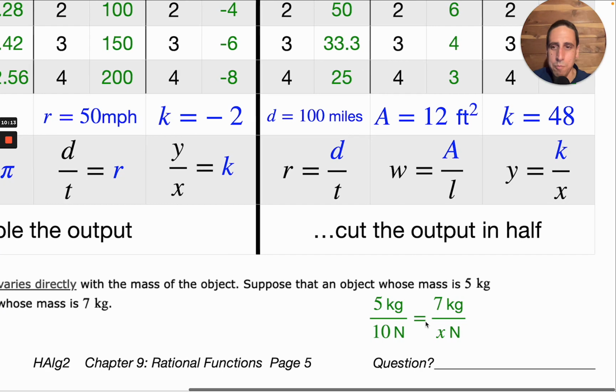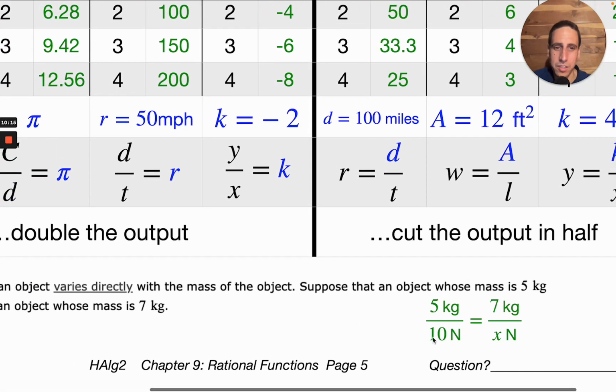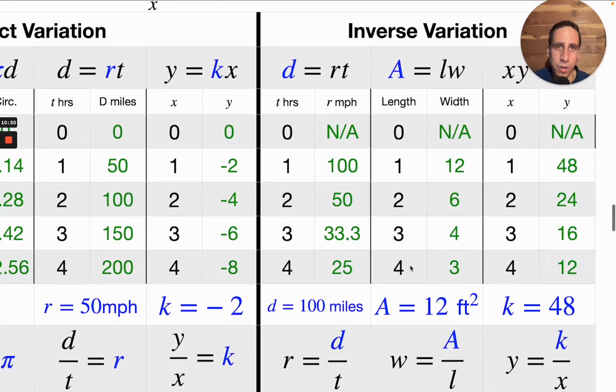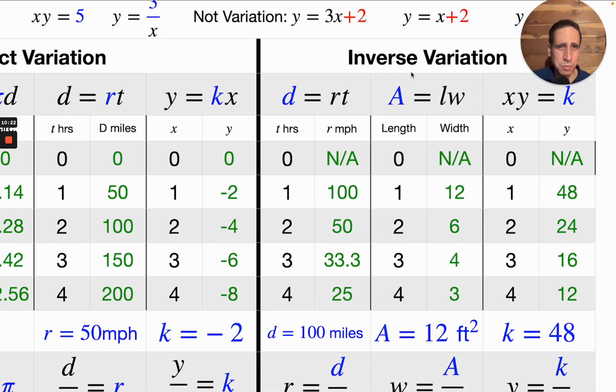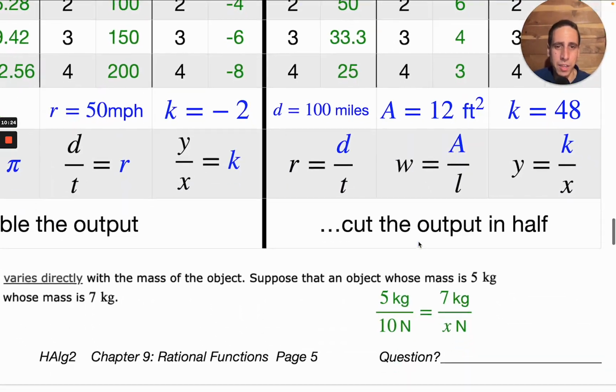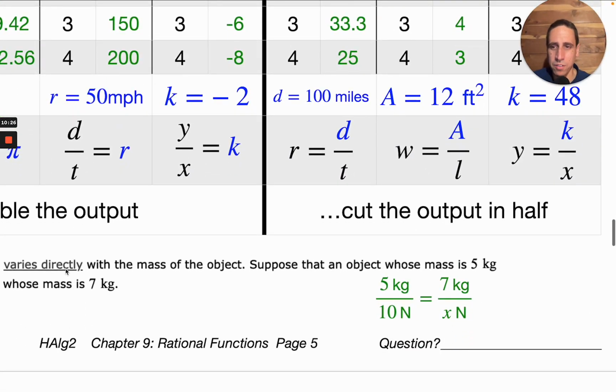All right, so because it's a direct variation, we can actually set these up as a proportion. If it were inverse variation, we would not be able to do so. But because it says varies directly, we know it's direct variation. We can say 5 kilograms to 10 newtons is equal to 7 kilograms to x newtons. When you solve this, there's a couple ways. One shortcut is to realize that 5 doubles to 10, so 7 should double to 14. X equals 14 is the answer.